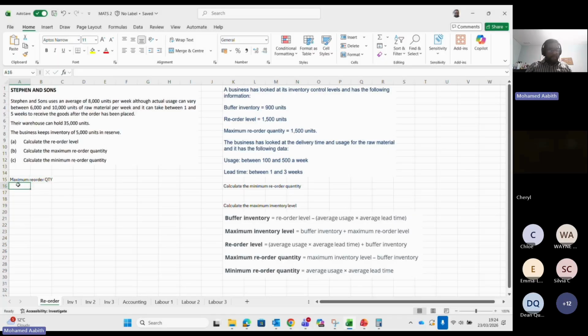Oh, but they didn't ask you that first, did they? So they ask you a different one. Okay, let's do A first. For A, what is the reorder level? So let's go back here and check what they're talking about, the reorder level.